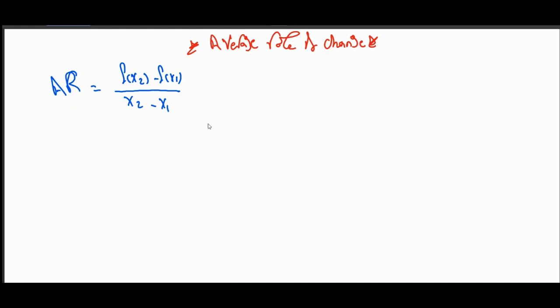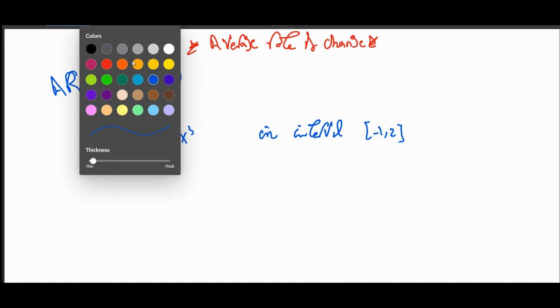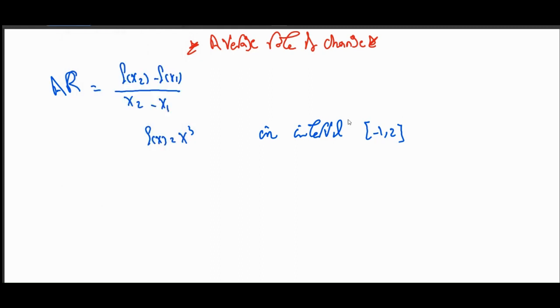Say for example, find the average rate of change of the function f of x is equal to x to the power of 3 in the interval negative 1 and 2. How do we get it? Negative 1 is x1, and this is x2.